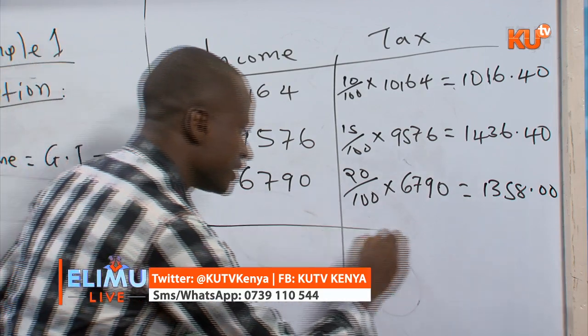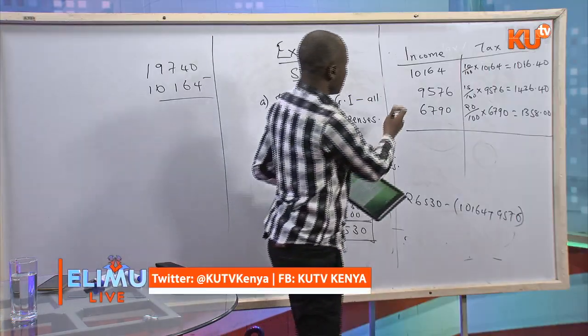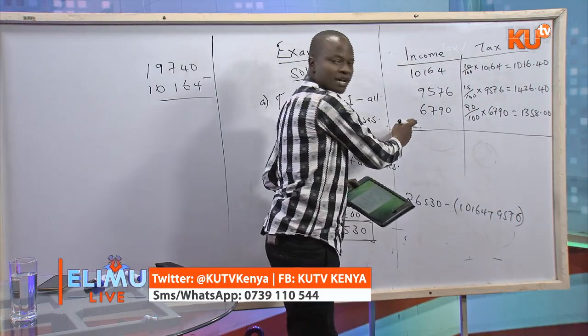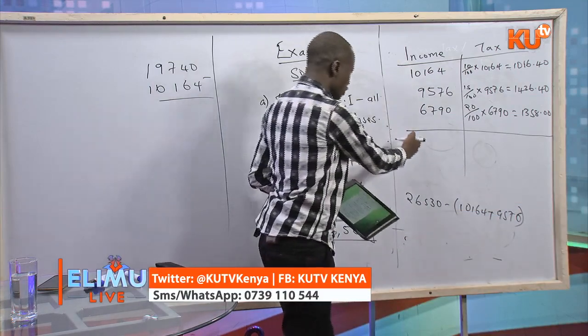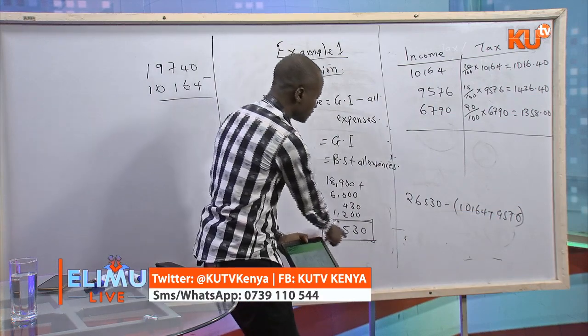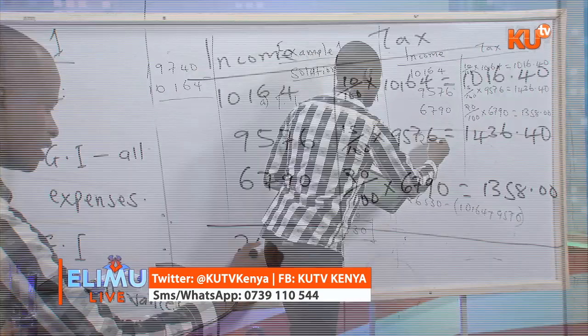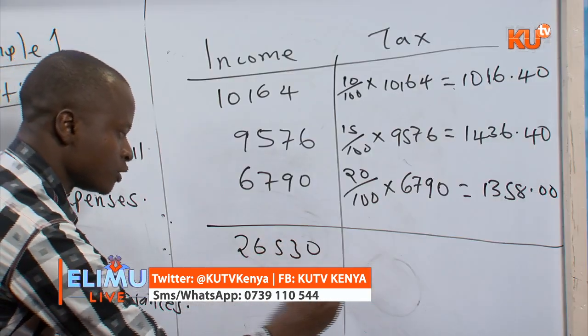Now then you add. I prefer this format. Why? You realize if I add what is on my left as the income, the total here should be what? Should be what was the taxable income in part A, 26,530. So if you confirm with your calculator, this one should be 26,530, the income that you had.